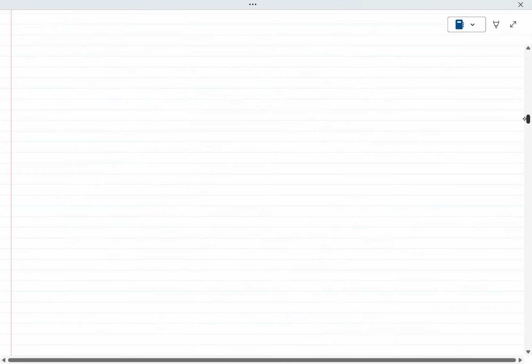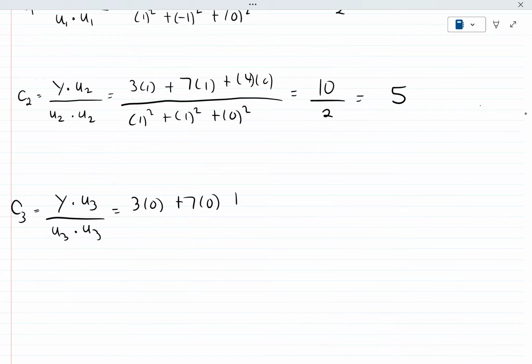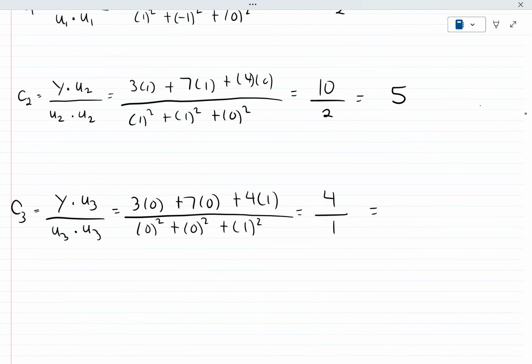Okay, let's move on to C3. So C3 is y times U3 over U3 times U3. So that's going to equal 3 times 0 plus 7 times 0 plus 4 times 1, all over 0 square plus 0 square plus 1 square. So on the top, when you do the algebra, you get 4, and on the bottom, you get 1. 4 over 1 is 4.